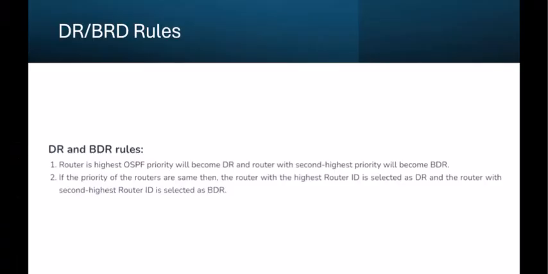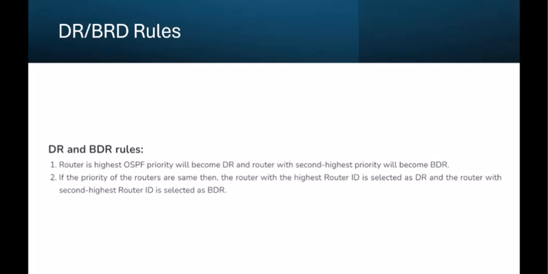When it comes to DR and BDR election, the router with the highest OSPF priority will become the DR, and the second highest priority will become the BDR. But if you do not set the priority, everyone will have the same priority, and then the router ID will become the determining factor in selecting DR and BDR. In this case, I did not set the priority for any routers, so we are using the router ID as the criteria for DR and BDR election.